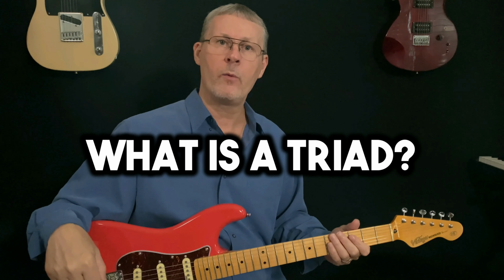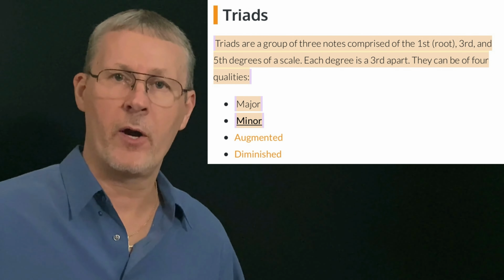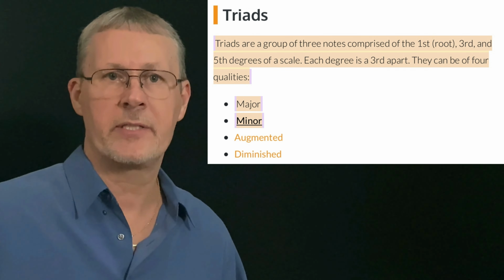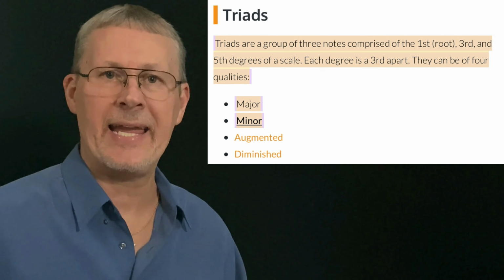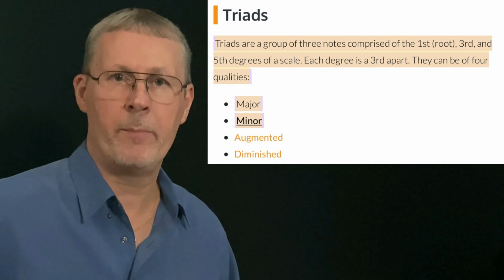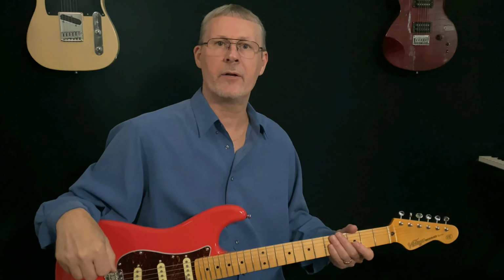So first of all, what is a triad? Triads are a group of 3 notes comprised of the first, which is your root note, the third and the 5th degrees of a scale. Triads are built by stacking thirds. A triad can be major, minor, augmented, or diminished. Once again, in this lesson, we are only focused on the major and minor triads.